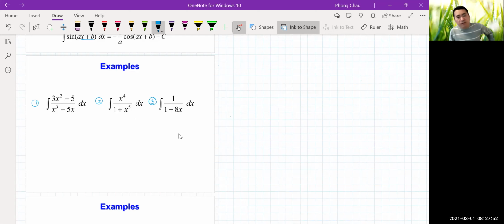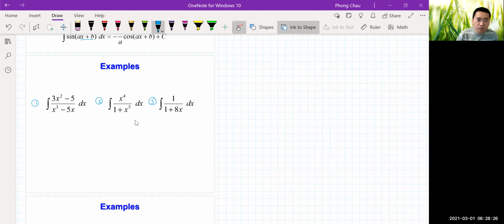The first thing you should notice is they are rational functions. Rational function means polynomials, second degree over third degree, fourth degree over fifth degree, and this is 0 over a first degree polynomial. Now, if you observe carefully, the top is always 1 degree less than the bottom, right? 2, 3, 4, 5, 0, 1. Now, when you see these, we can try the following.